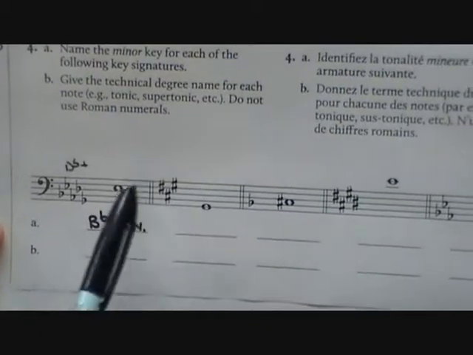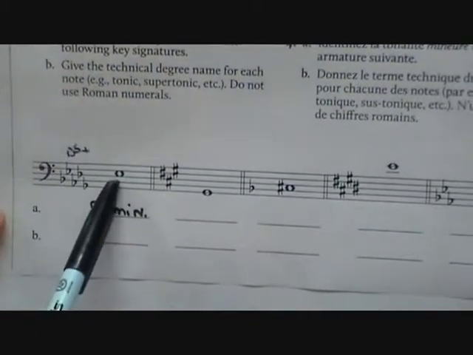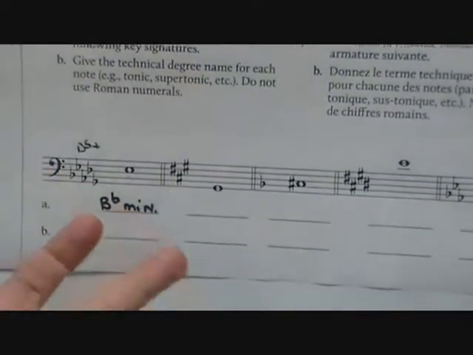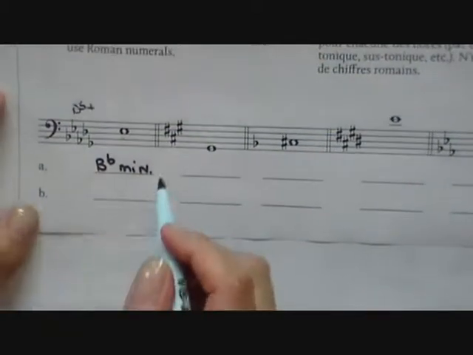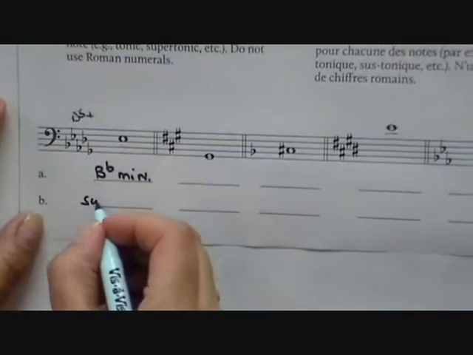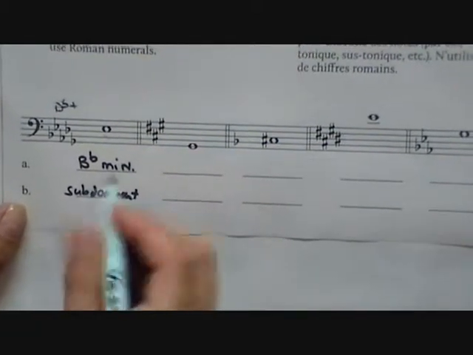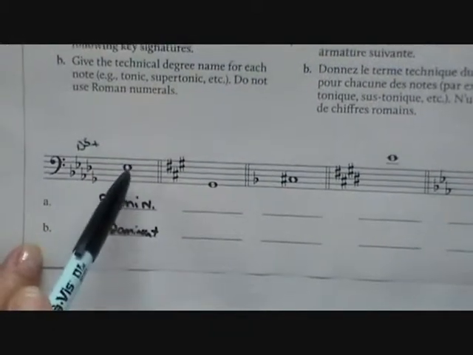Now the technical degree name for the note that is given to us, and then you can erase this in your exam. So it is an E. From B: B, C, D, E. It's the 4th note in. So who's the 4th note? It is the subdominant, and that's what we would write. So E flat major is the subdominant note to B flat minor. Make sure you always go back to the question.